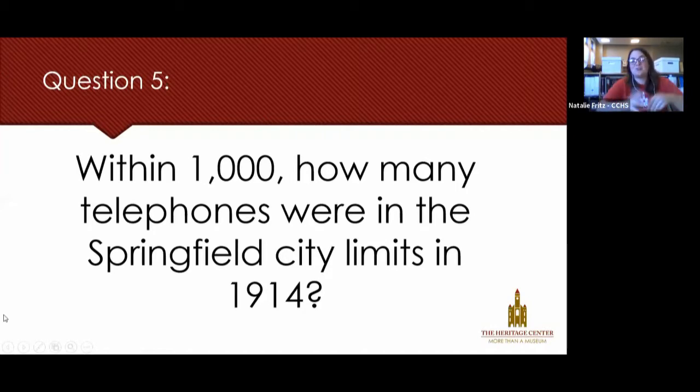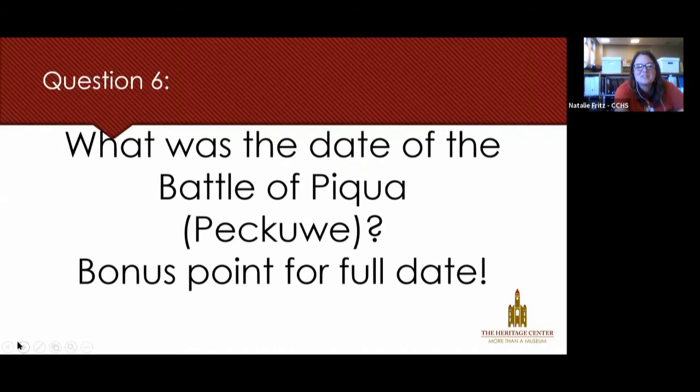Question five is a range question. Within 1,000, I want you to guess how many telephones there were in the Springfield city limits in 1914. I don't expect anybody to know this unless you actually do know this off the top of your head. Question six, what was the date of the Battle of Piqua? We'll give you an extra bonus point if you get the exact date right, year and month and day.